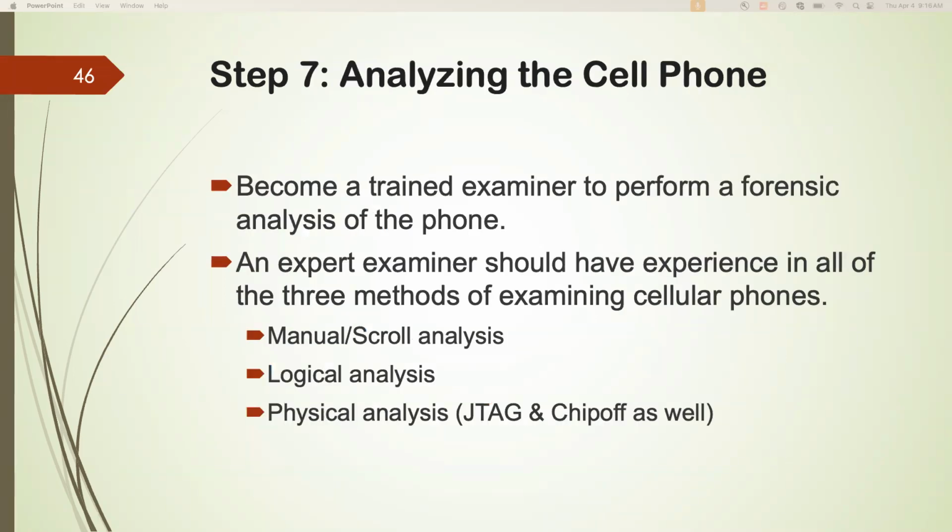Now we have secured the phone, collected all the evidence that we could, and brought it to our workstation or lab. The next thing is how we can analyze the phone. This is the last step in the whole forensic investigation. There are basically 3 different ways in which you can examine the phone. The first one is manual analysis, where you just scroll the phone, go into all the folders, and look at the call logs and messages yourself.